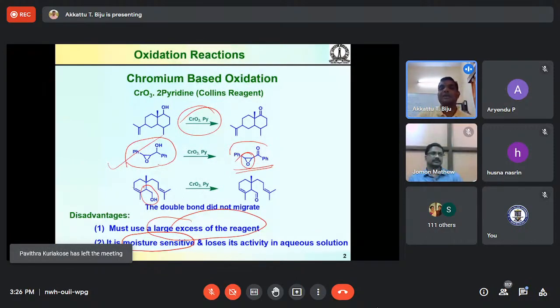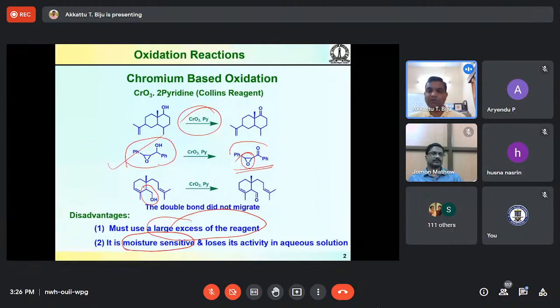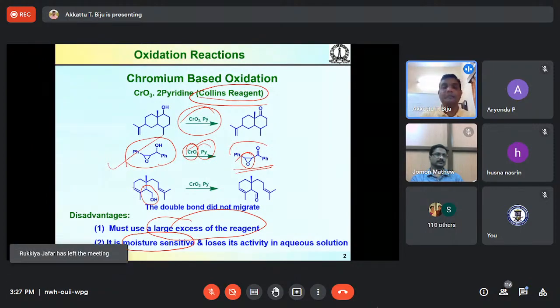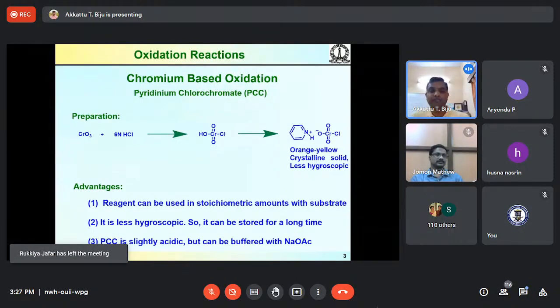So we saw the chromium based reagents. The Jones reagent is very good, useful for the oxidation of alcohol to the aldehyde and ketone. But it suffers from some issues because of the acidic condition, so acid sensitive functional groups cannot be used. One advantage is the use of Collins reagent, the combination of chromium trioxide and pyridine, which is good to a certain extent, but that also suffers from some difficulties.